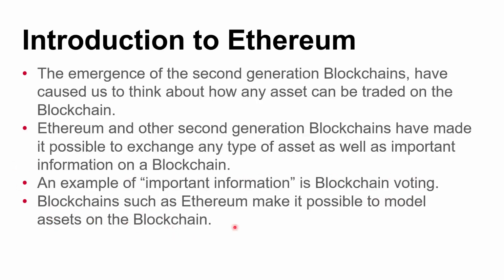Blockchains such as Ethereum make it possible to model assets on a blockchain. So just like with Java or C++, we can model real-world objects. We can do the same thing on the Ethereum network. So we can exchange assets. We can model an automobile. Its VIN, its color, its make, its model, its year.